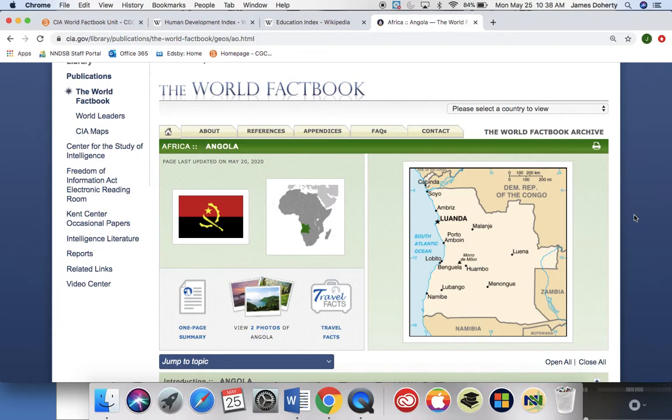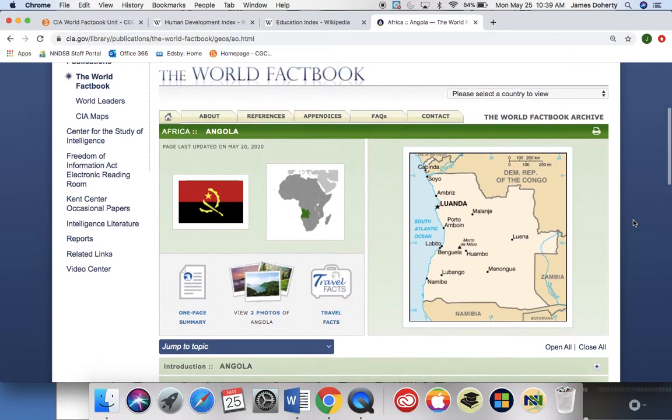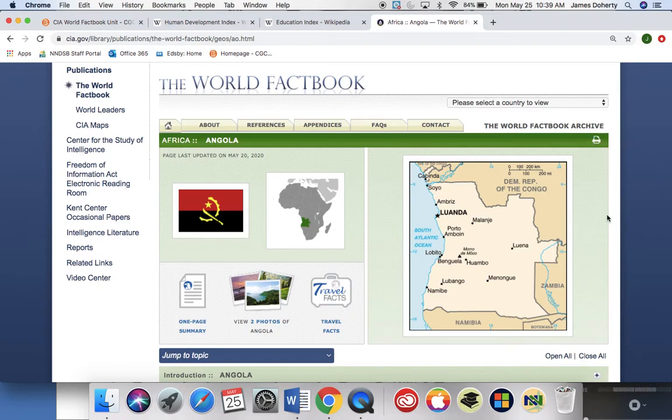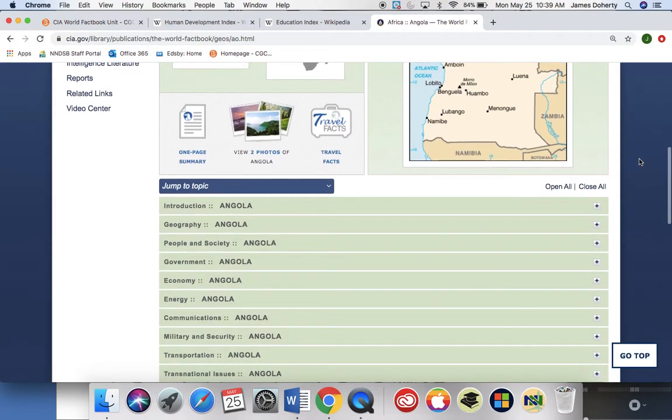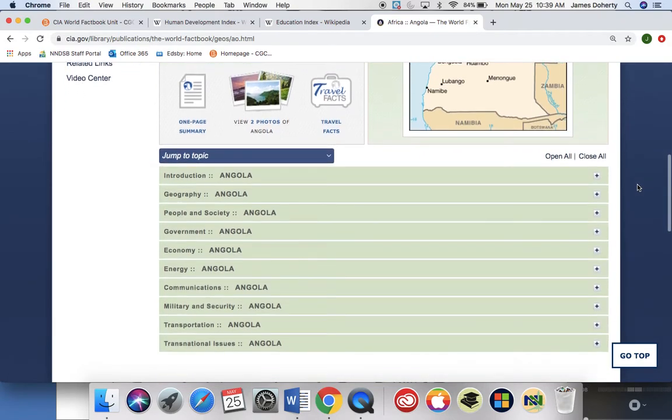Hopefully you're picking a country that you don't know much about, and yes, you do need to just shoot me a message beforehand to get approval before you move too far ahead with it. So you can essentially look at the maps. There's some tabs across the top, but the ones that you're actually going to use are the tabs on the bottom.